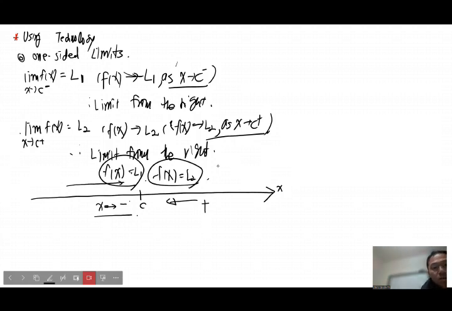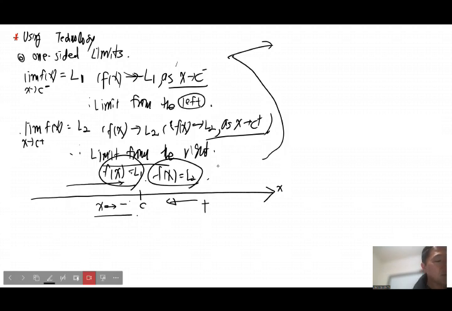So if it comes from the negative direction, that is the limit from the right, oh, actually, this one should be left. And the f(x) function has L2 in case x approaches c from the positive direction, then that is called the limit from the right.